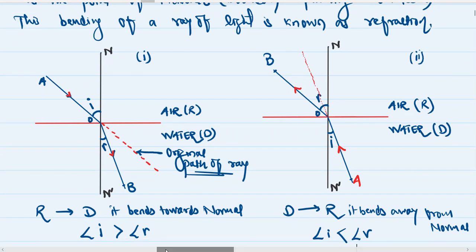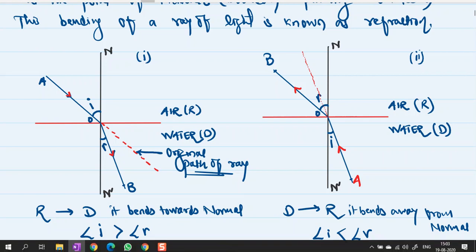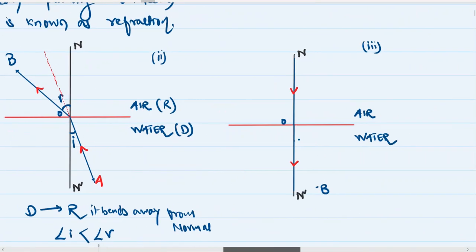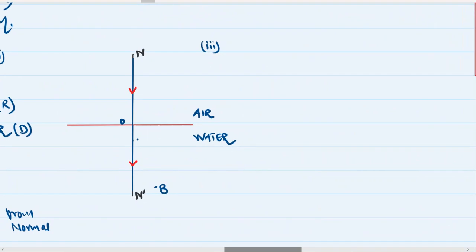Now, let us use the knowledge we have acquired about rarer medium, denser medium, and bending away or towards the normal, or angle of incidence and refraction not being equal to each other. One is always greater than the other. But now let's put the whole idea of refraction into the third category and understand what is happening. When the ray of light is entering from air to water or water to air normally, that is not obliquely but perpendicularly, does it bend? No, it does not bend.